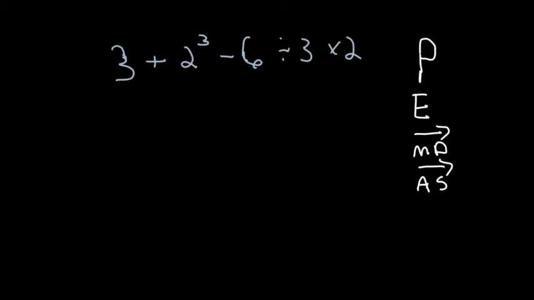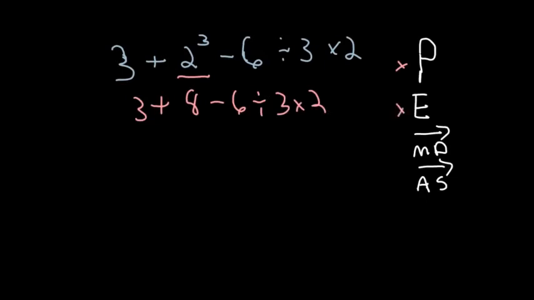So we start with our parentheses. I don't have any, so I go down to my exponents. I have 2 to the third. That means 2 times 2 times 2. 2 times 2 is 4, times 2 is 8. So I rewrite what I got: 3 plus 8 minus 6 divided by 3 times 2. So my exponents are done.